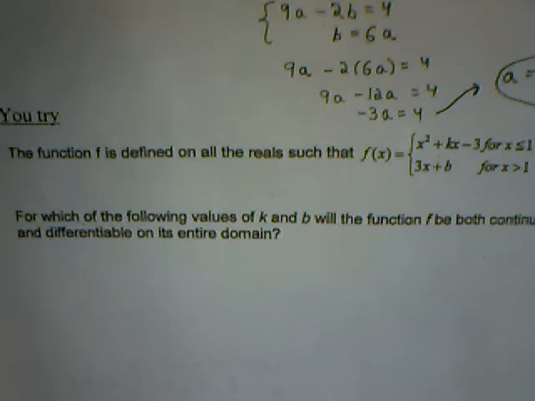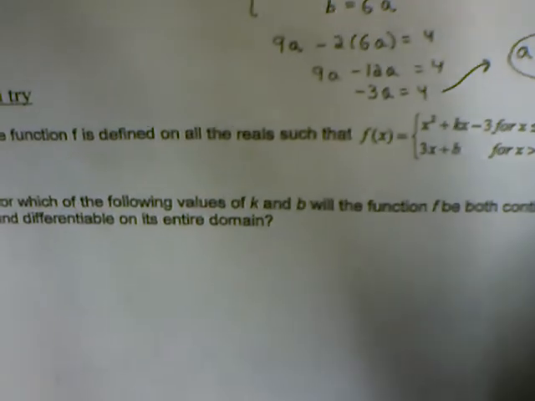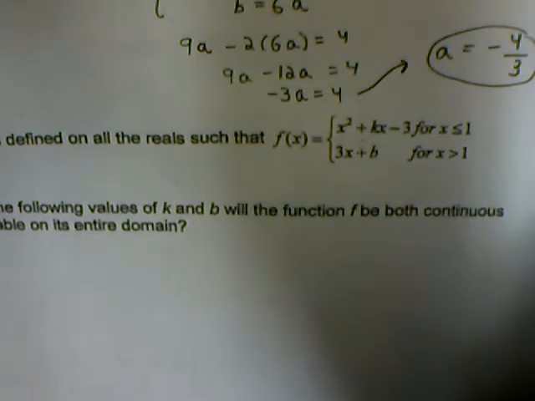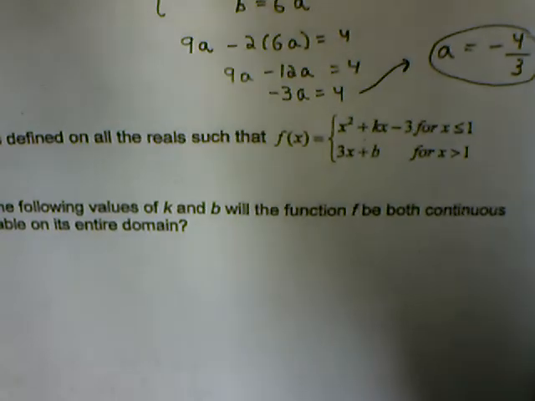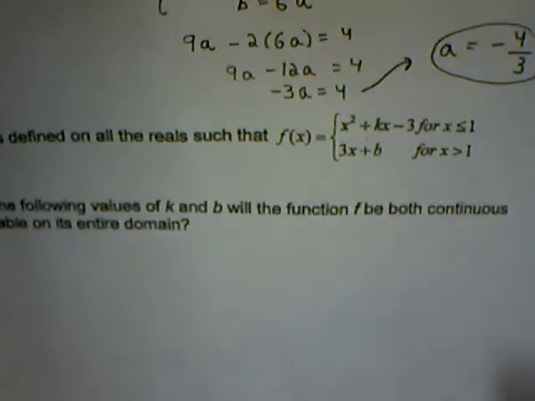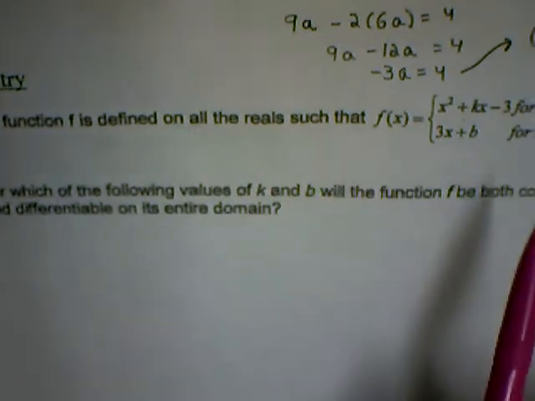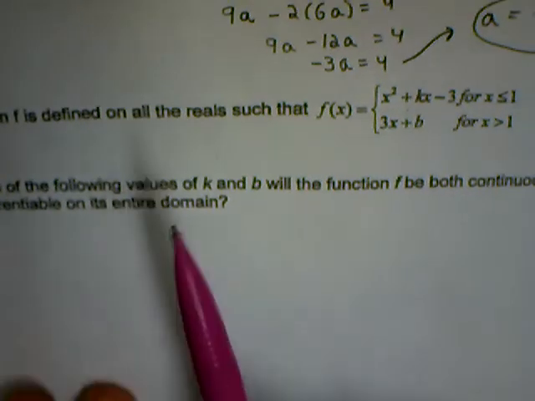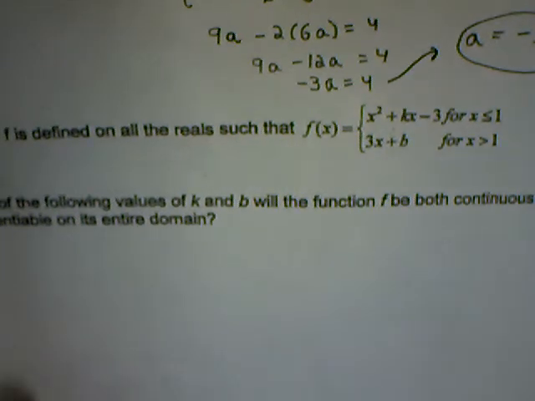The function f is defined on all reals such that f of x equals x squared plus kx minus 3 for x less than or equal to 1, and 3x plus b for x greater than 1. For which of the following values of k and b will the function be both continuous and differentiable? So we're talking about continuity and differentiability, so it's the same concept. So go ahead and get started, pause the video, and then I'm going to start doing the problem now.